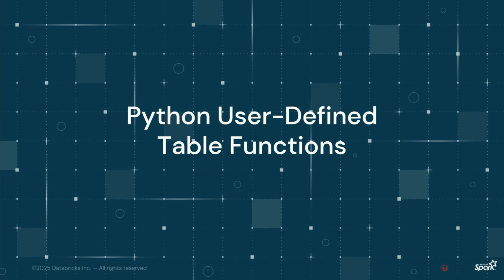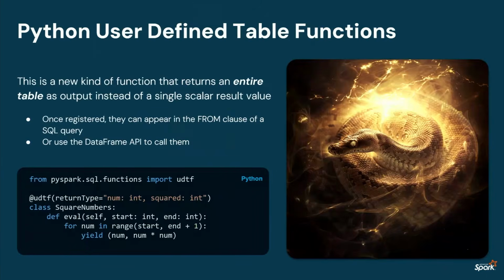All right, next big feature, Python UDTFs. I'm personally excited about this one. I personally helped contribute on this one. This is pretty powerful. The idea is that you can define a UDF in Python that you can call in the from clause of your SQL query or invoke as a data frame to get a relation. So it generates a table as an output instead of a single value.